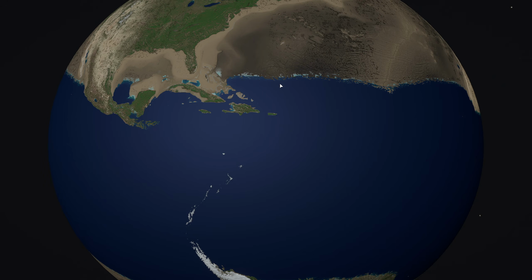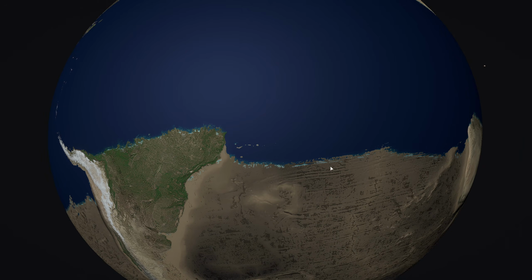It's clearly visible how water is moving from the poles toward the equator. It's slowly moving south like this. The same thing is happening in the southern part.